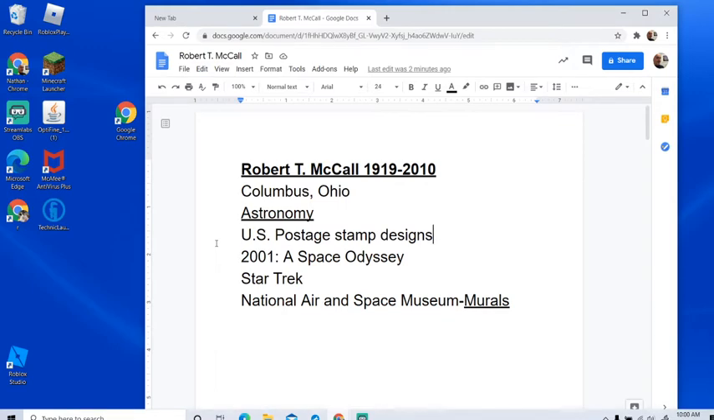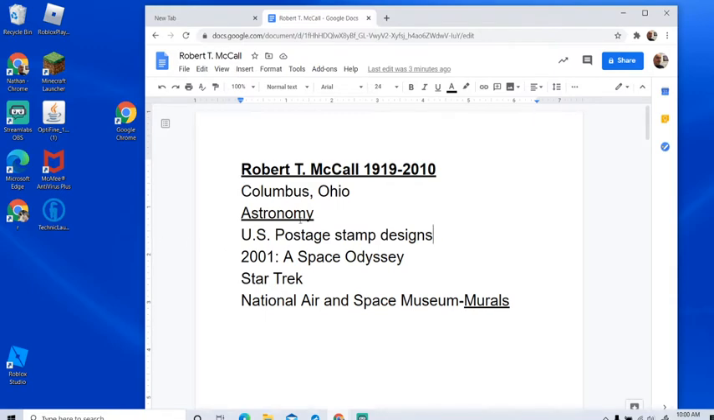He also did things for movies. This is an older movie called 2001: A Space Odyssey. He designed posters and all sorts of things for that movie. Star Trek, he helped design things for Star Trek as an artist. He also did these really, really large murals, and murals are basically large paintings on walls, and he did those for a lot of different places, but really most well known for the National Air and Space Museum in DC. There's murals that he did there.